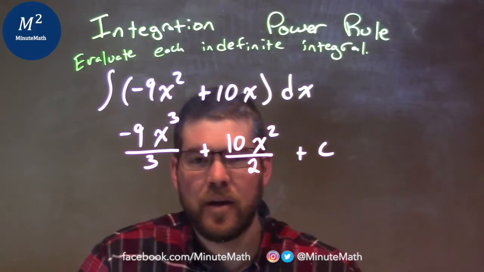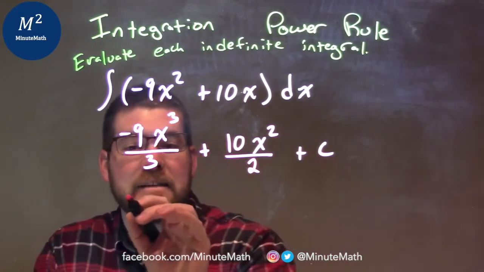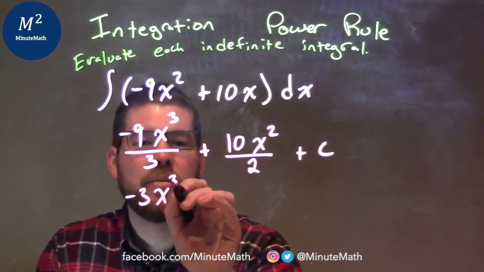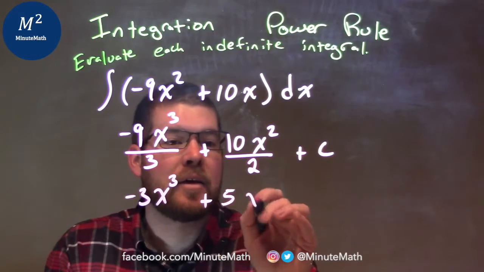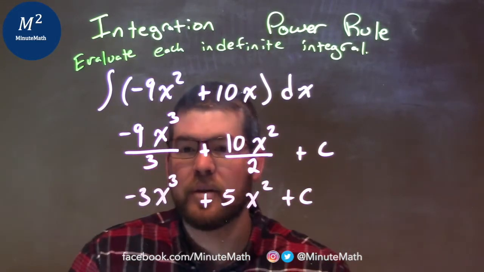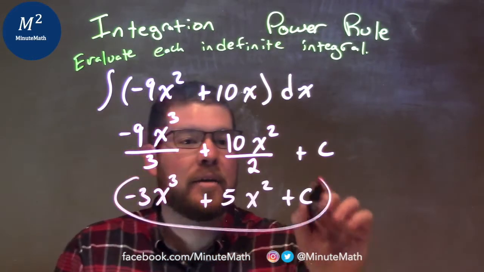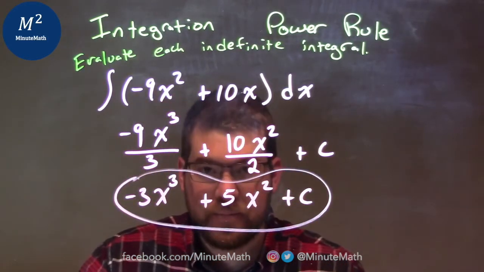So now we've taken the integral, we just need to simplify. Negative 9 divided by 3 is a negative 3. X to the third power, plus, well, 10 divided by 2 is 5. X squared plus c. And there we have it, final answer. Negative 3x to the third plus 5x squared plus c.